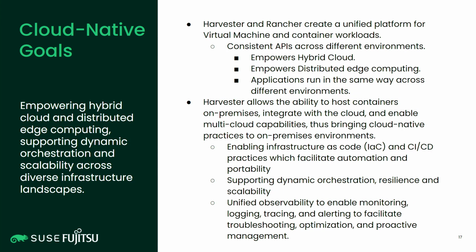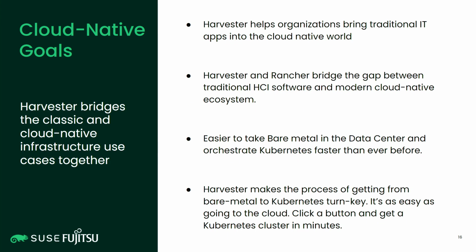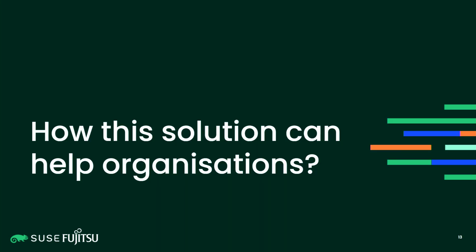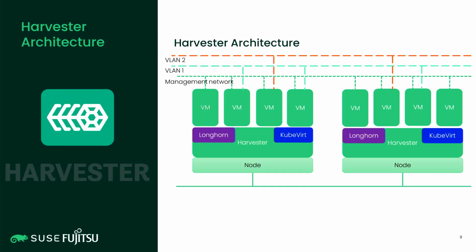Can we go back to the diagram? Let me go back to here. That is a very good question. So if you take a look at this diagram, right? We're showing on the diagram Longhorn and Harvester. And Longhorn is in the Harvester box, right? And when you get the Harvester ISO and you install Harvester, you are actually getting Longhorn.